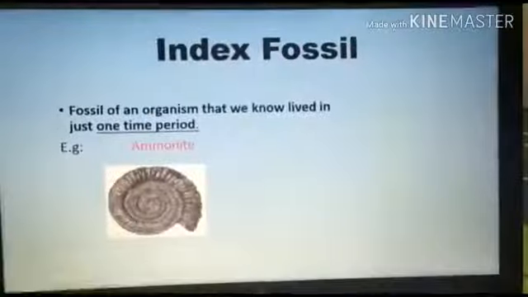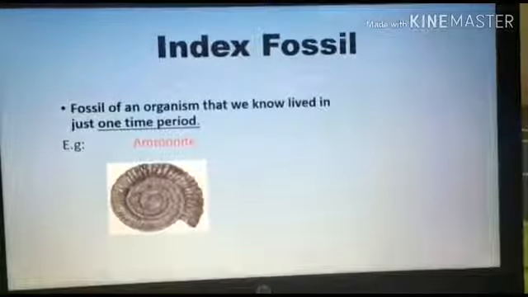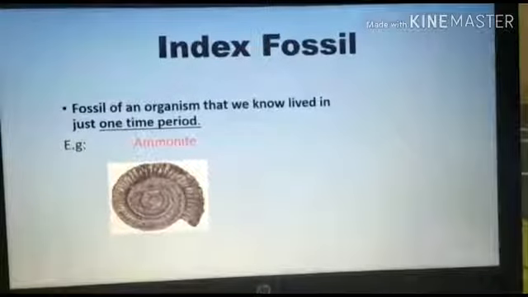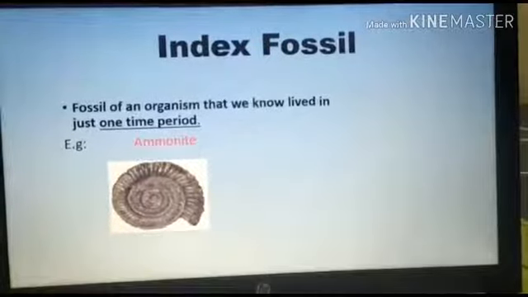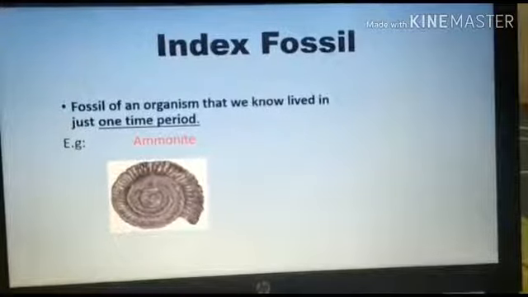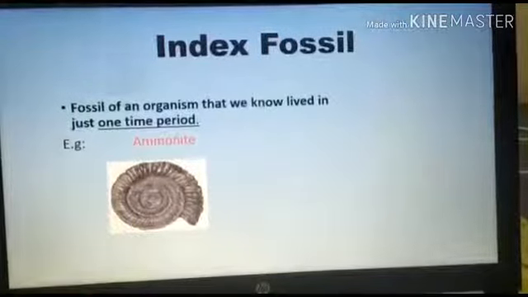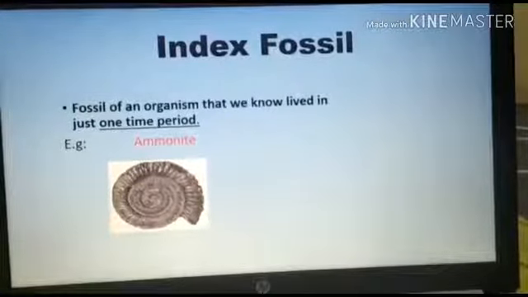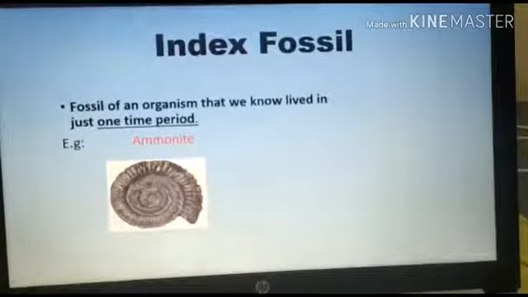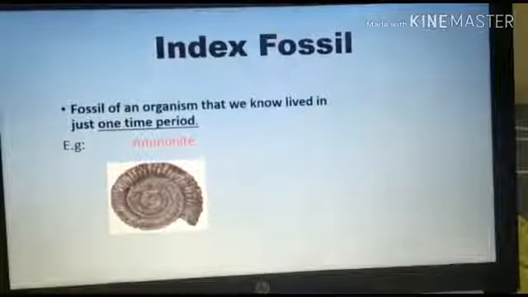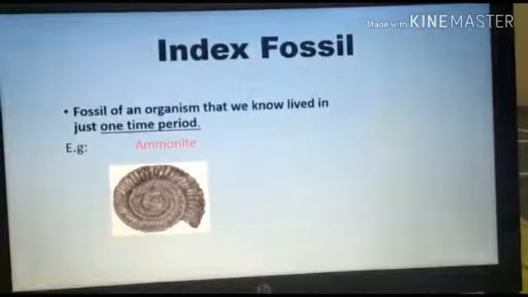Now we are discussing more about index fossils. An index fossil is a fossil of an organism that we know lived in just one time period. Example, ammonite. You can see the fossil picture. It only lived in one rock layer. So like that we can tell.